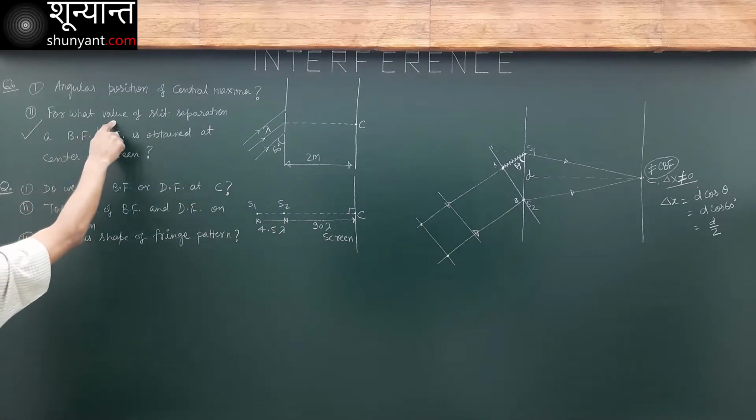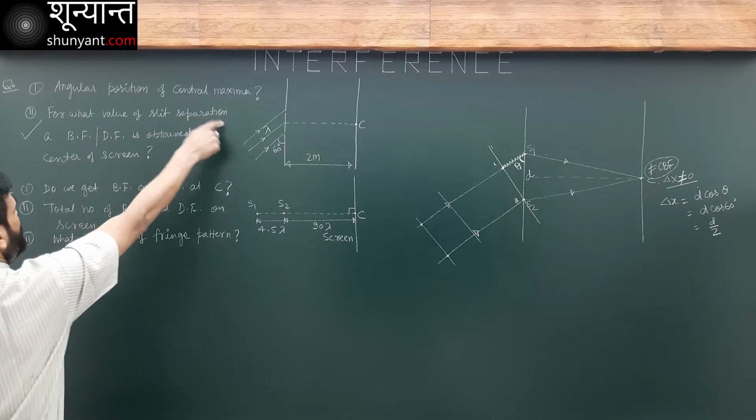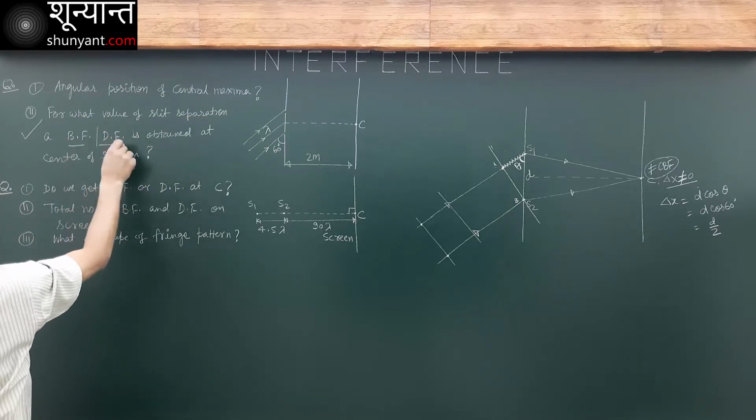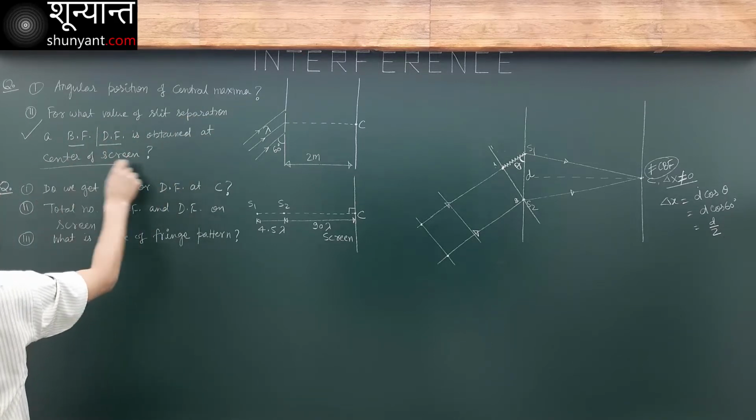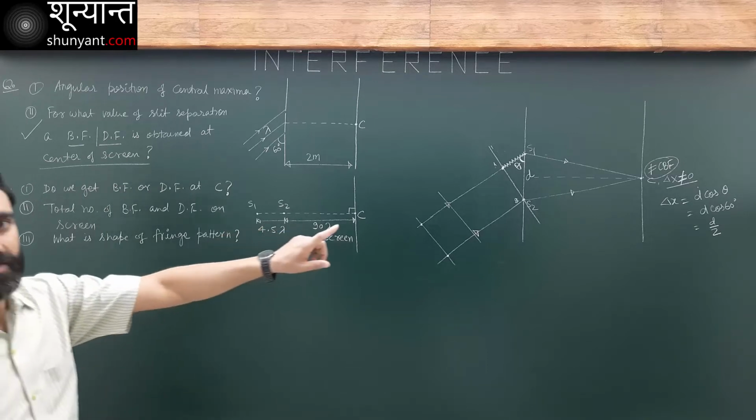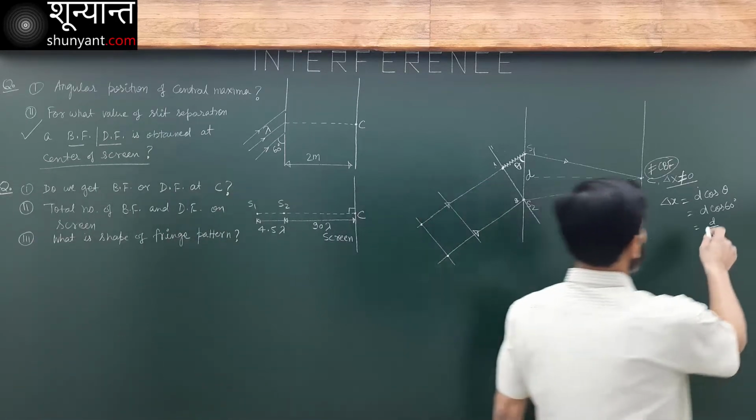Now, let's answer this one. For what value of slit separation is a bright fringe or a dark fringe obtained at the center of the screen? At the center of the screen, this is the path difference.